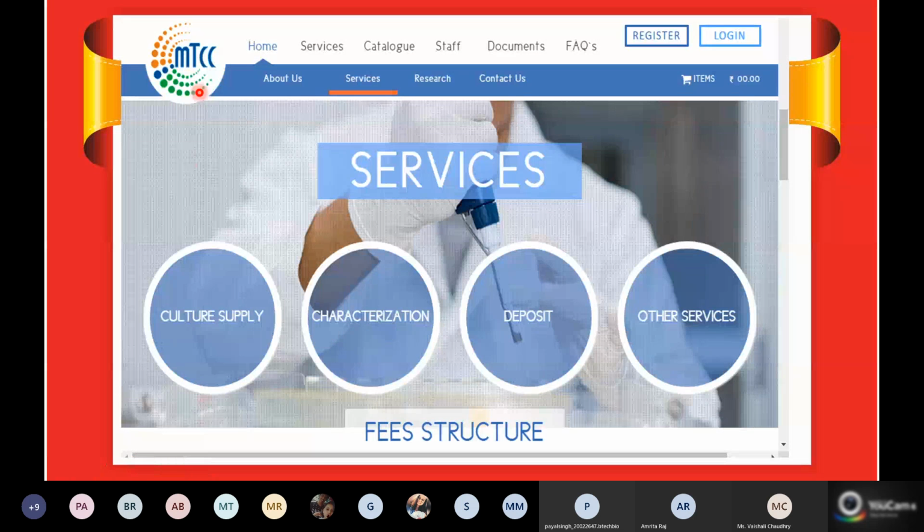This is the MTCC, Microbial Type Culture Collection. You can have such kind of services where you can apply for the culture. You can even categorize your cultures, meaning you have isolated a bacteria or a fungus or any microorganism from any source, you can categorize it here. So this will be helpful for you.